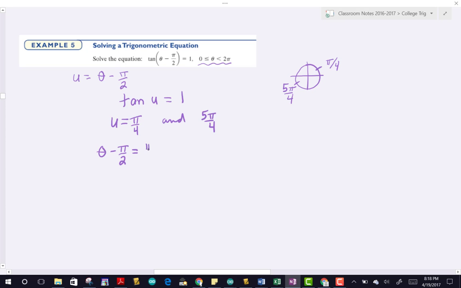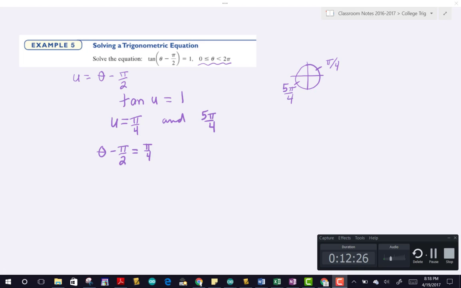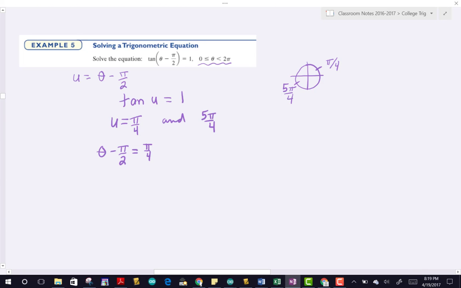So theta minus pi over 2 equals pi over 4. If I add pi over 2 to both sides, I have to get common denominators. So theta equals pi over 4 plus 2 pi over 4, which is 3 pi over 4.